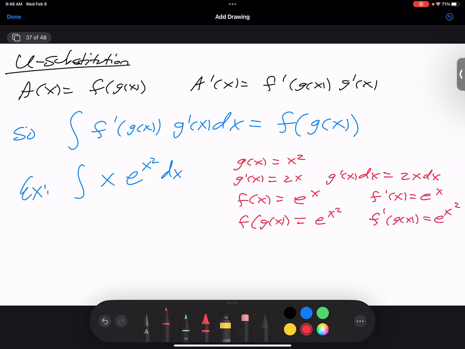I can recognize this as, oh, okay. I basically just put a factor of 2 here and a 1/2 and move this over here, so that this is just 1/2 the integral of e to the x squared times 2x dx. So this would just become 1/2 e to the x squared.